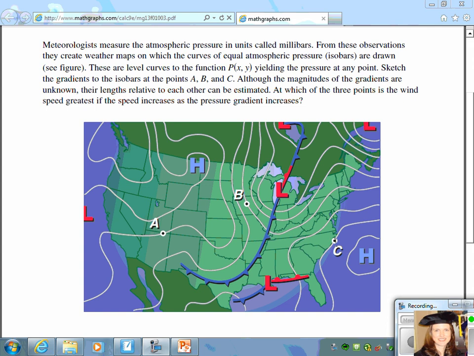And out of these three points, A, B, and C, we need to decide at which point the wind speed is the greatest if the speed increases as the pressure gradient increases. So the closer those are together, the faster the wind speed. So of the three points, point B would be the point where the wind speed is the greatest.